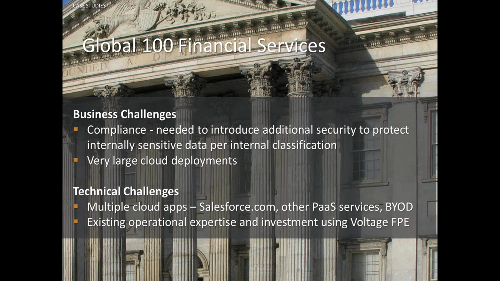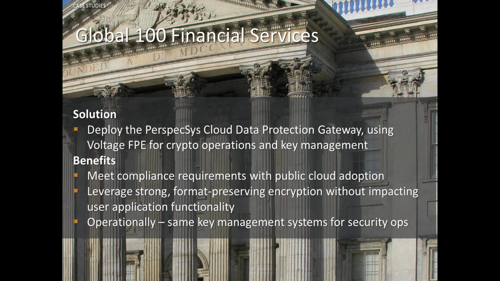And an interesting dimension here was that there were potentially very large cloud deployments. So the company wanted to take full advantage of cloud to scale their business operations. From a technical consideration perspective, there were multiple applications that were potentially part of this ecosystem, so it wasn't just a single cloud solution. And the organization had existing operational expertise and an investment in a very particular cryptographic solution. That was the solution provided by Voltage.